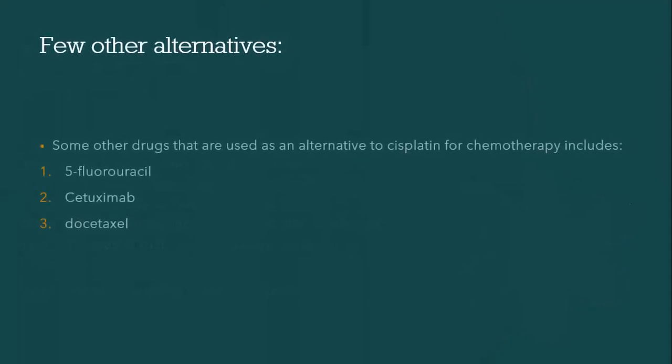Now, after discussing two of the cisplatin alternatives in detail, I would like to mention a few other drugs that are available and are sometimes used as an alternative to cisplatin. I have mentioned the names of those drugs in this slide, and these include 5-fluorouracil, cetuximab, and docetaxel.